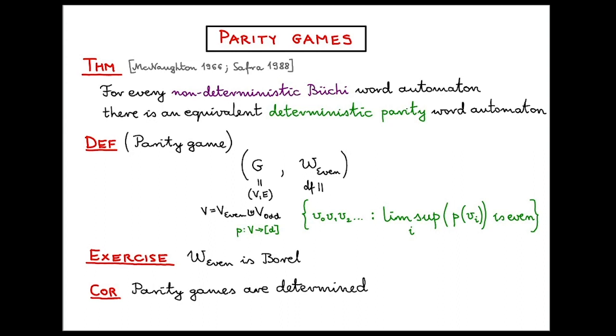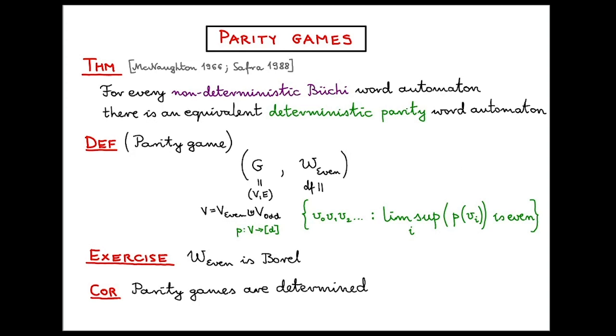So I have an exercise for you. Prove that the set of sequences or paths that are winning with respect to the parity condition, namely that the highest priority that occurs infinitely many times is even, is indeed a Borel set. If you are not familiar with Borel hierarchy and Borel sets, it's a useful exercise.